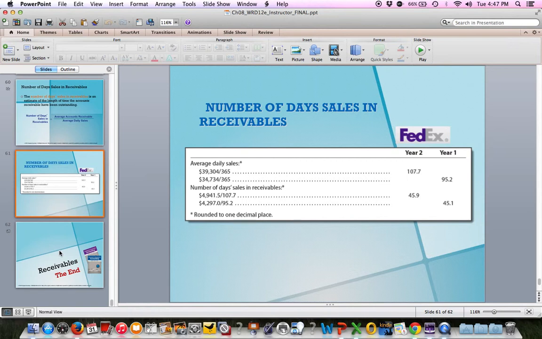So notice we divide by 365 and not 360. We only use 360 when it involves interest. We're going to use 365 because this involves a full calendar year. So it's easy to confuse those two when we divide by 360 versus 365. We just know when we compute interest, we go with 360.